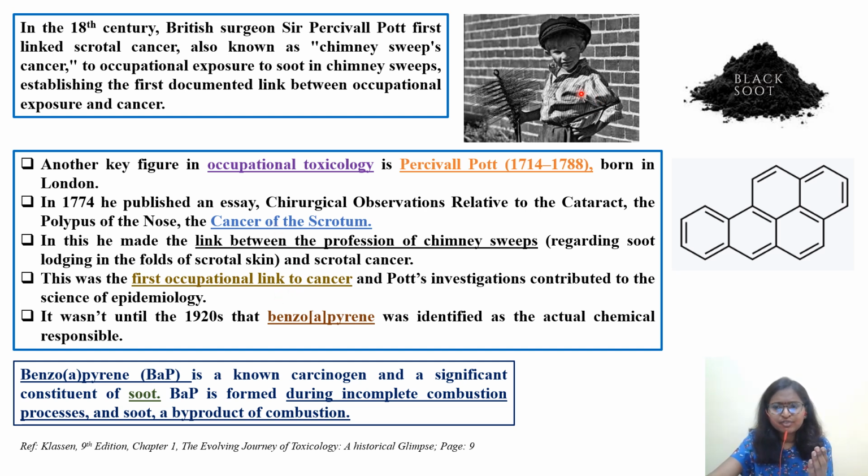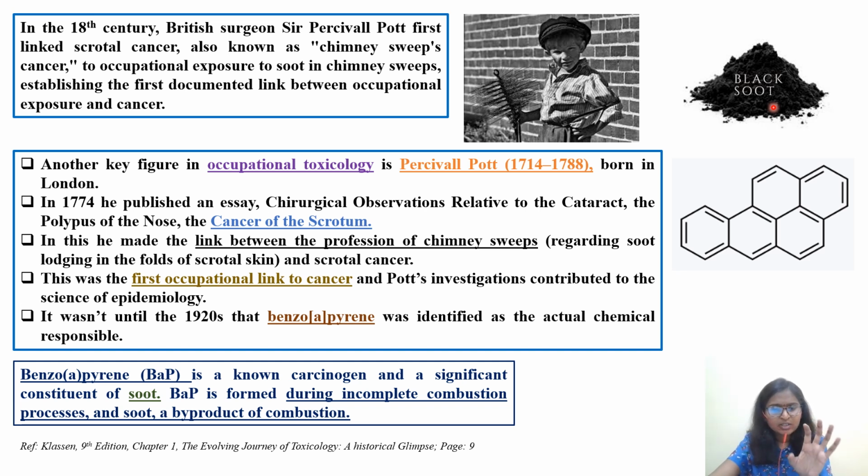It was very unfortunate for these kids because they were very young. In British London, the chimney is very long and thin, and children were able to penetrate down and clean the chimneys. Most of the time these chimneys contained black soot from the combustion of wood or other materials. This black soot had many components which caused scrotal cancer, lung cancer, skin cancer, and other types of cancer.